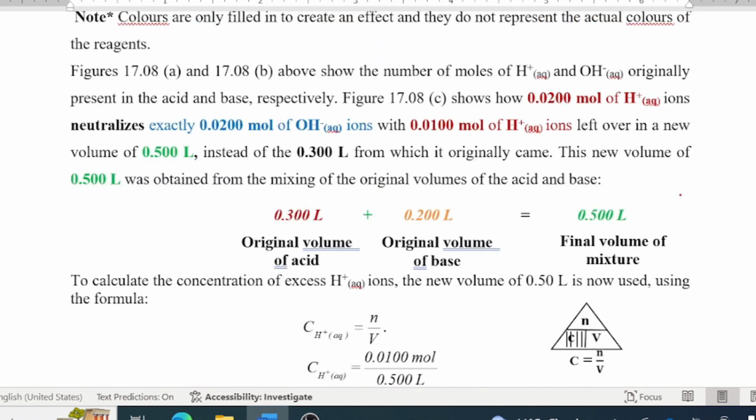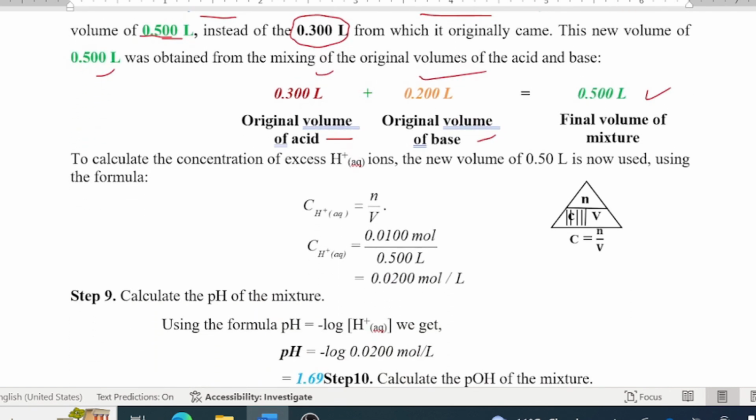These are the very points we're making here. That figure shows how that number of moles of hydrogen ions are neutralized by exactly that. And these are the leftover ions, number of moles, in this volume here, instead of 300. So go ahead now and find the concentration of this thing, which we did already in that cylinder here, as equal to this over this, and that's the new concentration.